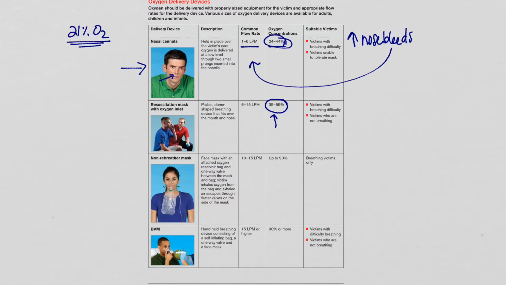One caveat here is that a lot of people assume that when you increase the liters being delivered per minute, you increase the oxygen concentration. That is untrue. If they are at a lower flow rate, they still get the 35 to 55% oxygen concentration. If they're at a 15 liters per minute flow rate, the same thing applies. So don't always assume that increasing the flow rate will increase the oxygen concentration.